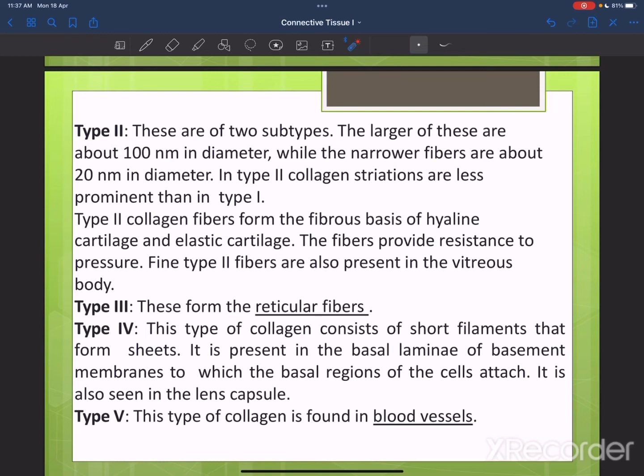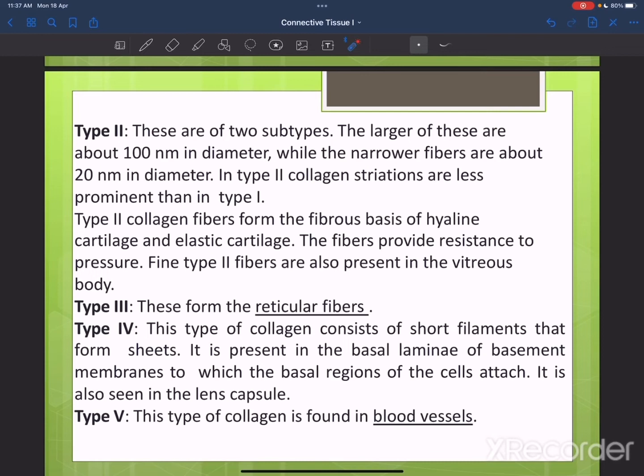What is the most common type of collagen, for example, in the bone? What is the most common type of collagen in the elastic and hyaline cartilage? So you have to know the location of different types of collagens.